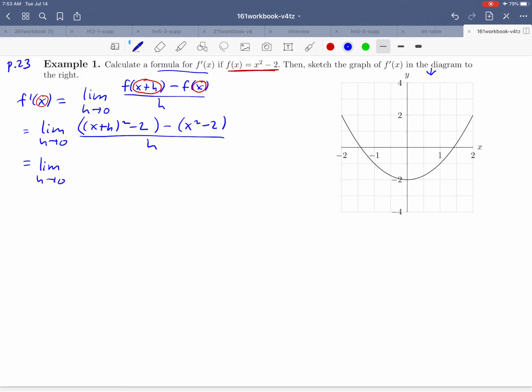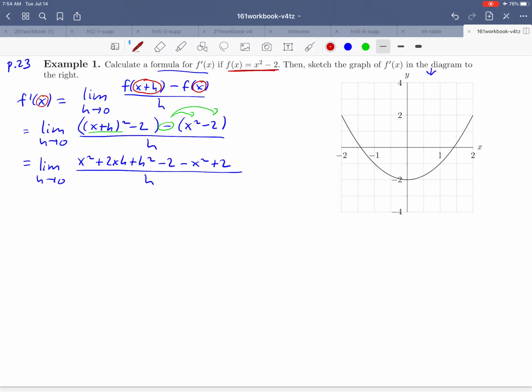Okay, so let's see. Starting with the x plus h squared, if we FOIL that out, we're going to get x squared plus 2xh plus h squared minus 2. Then we could take this minus sign and distribute it through. And that's going to give us a minus x squared plus 2. All right, and we've got an h in the denominator of our fraction, so we can't directly plug in h equals 0, which means we're going to need to do some algebra and hopefully simplify this.